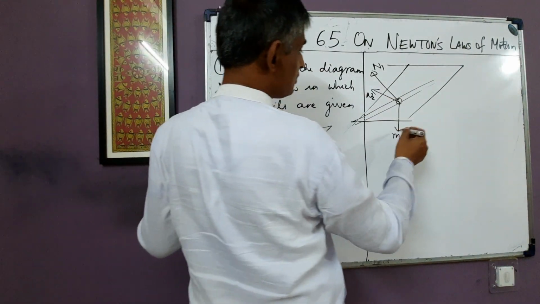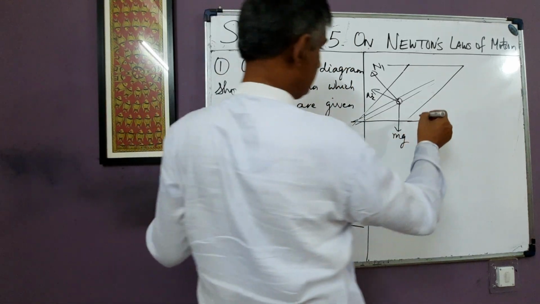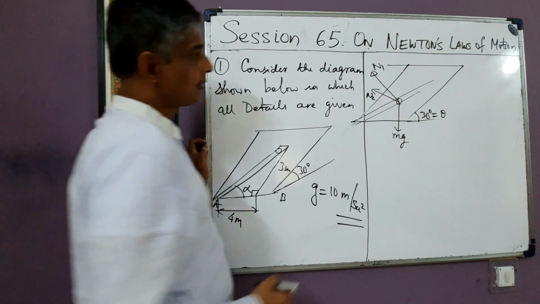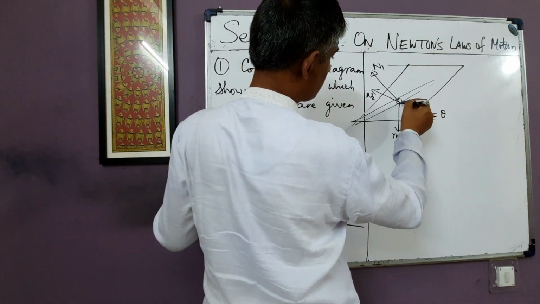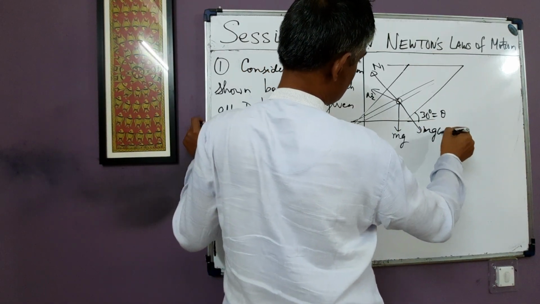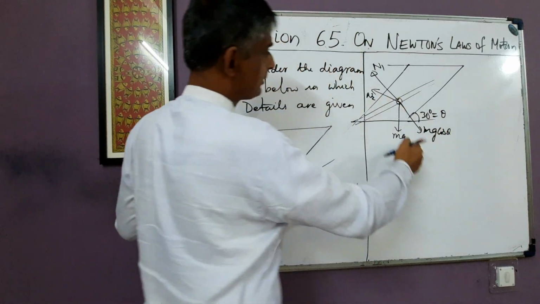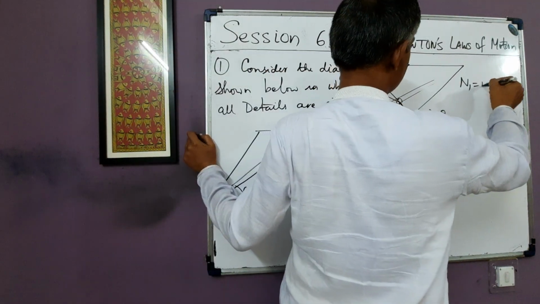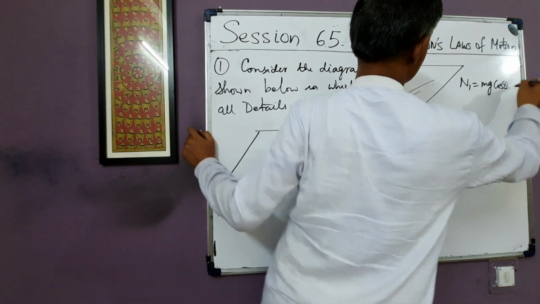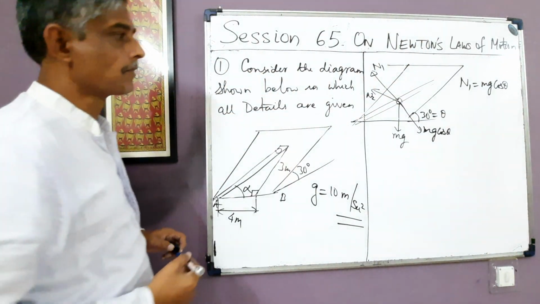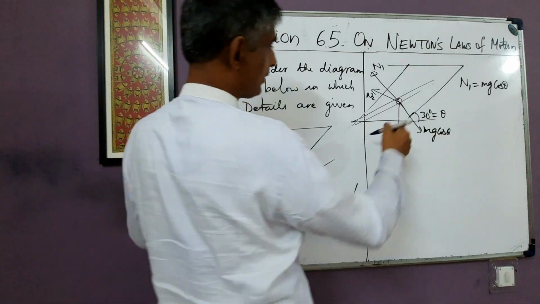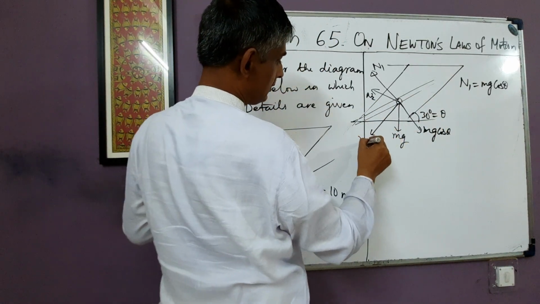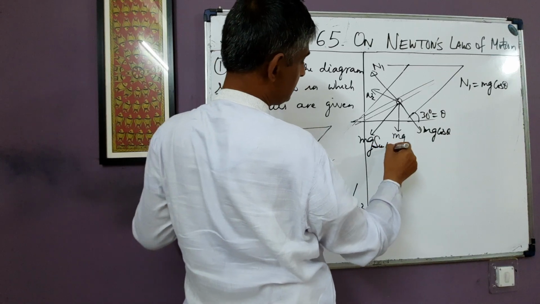Now this M1G, this angle is 30 degrees. So let us call this theta. So mg will have a component of mg cos theta normal to this plane, which will just balance N1. So N1 will just be equal to mg cos theta. That is N1. Now mg also has a component along the inclined plane, parallel to this line. That is simply mg sin theta.